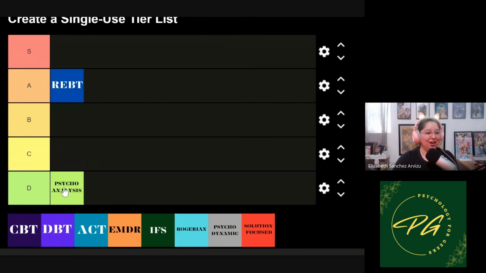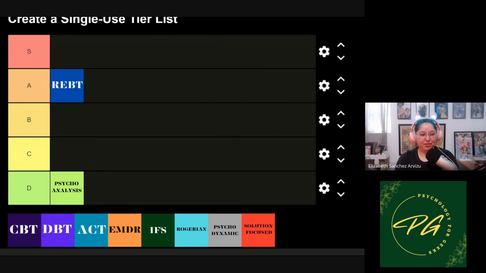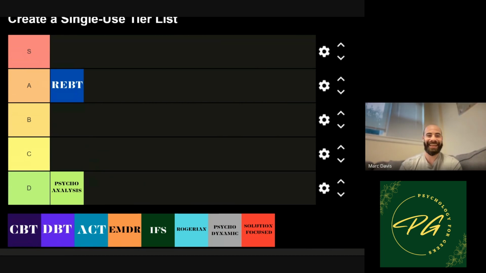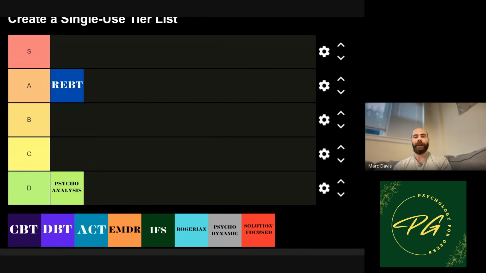Oh, look, it's the same color. Oh, yay, that's perfect. It was secretly meant to be a low ranked modality. What's next? Okay, the next one. Solution focused. Okay.